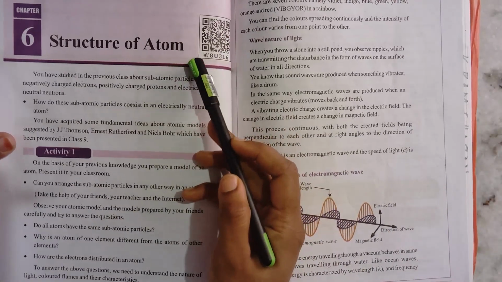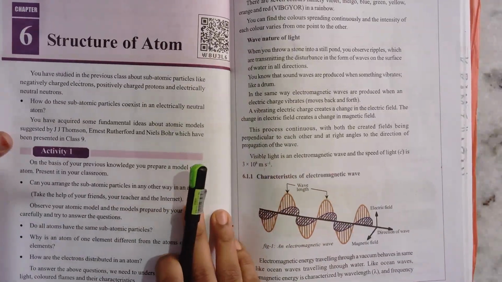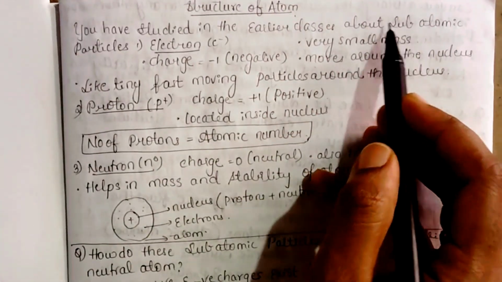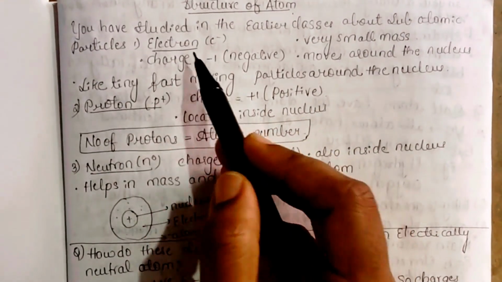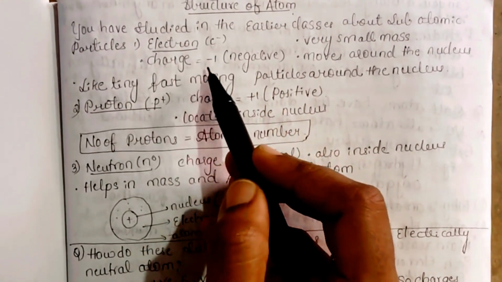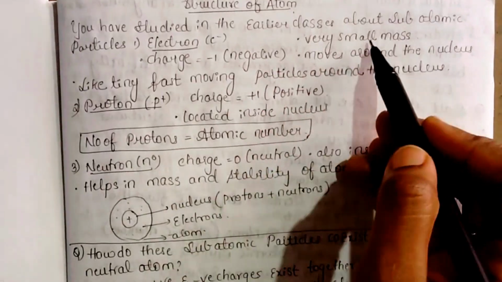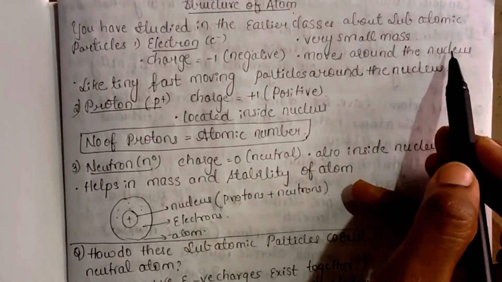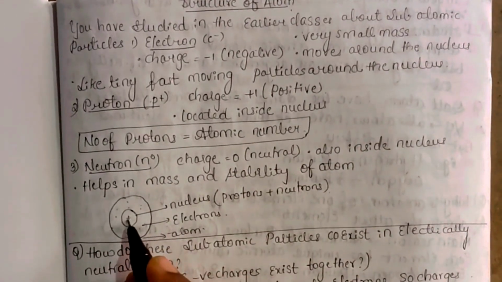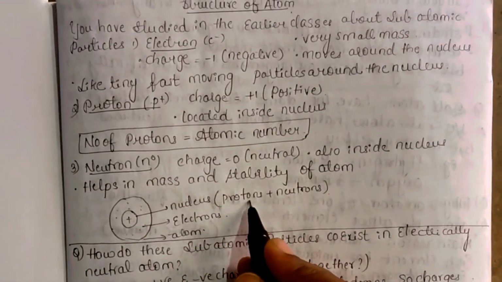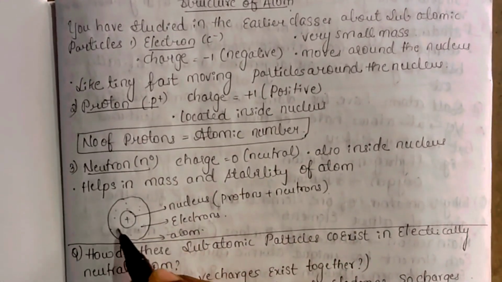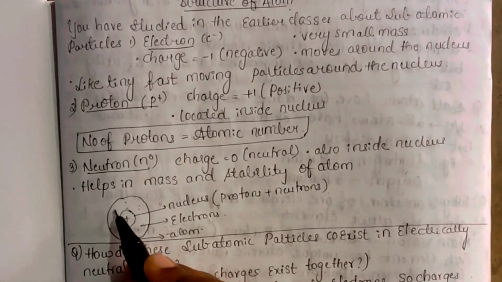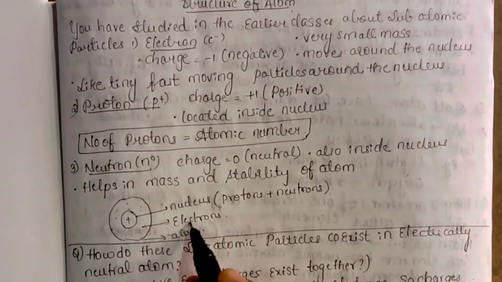We'll see the structure of atom from the 10th class textbook. We have studied in our early classes about the subatomic particles. Those are electrons, protons and the neutrons. Electrons are of negative charge, that means -1. These are very small mass and move around the nucleus. See, this is the positive nucleus. In this nucleus we have the protons and the neutrons, whereas the electrons will revolve around the positive nucleus in the orbitals. These are the electrons.